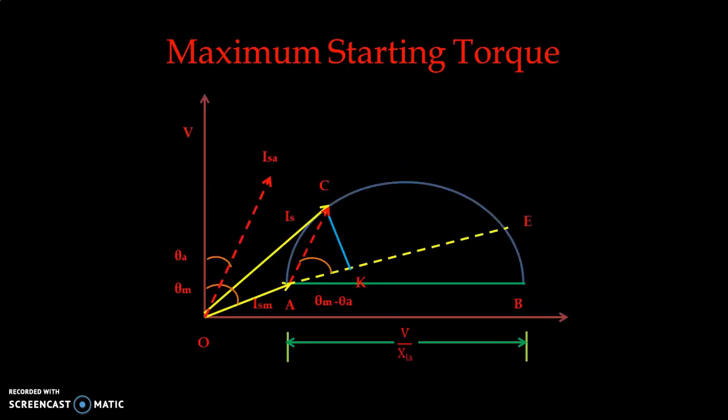So maximum starting torque, again we go back to our circle diagram, and maximum starting torque can be defined based on a point D. D is halfway on the arc between A and E. So we have AD must be equal to DE. That is halfway. And that point, the line DK dash, gives us maximum torque.